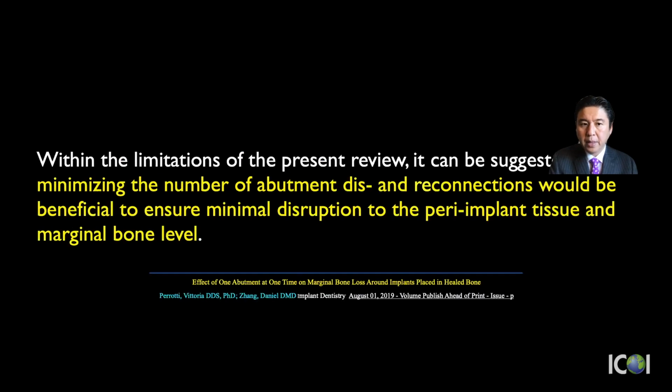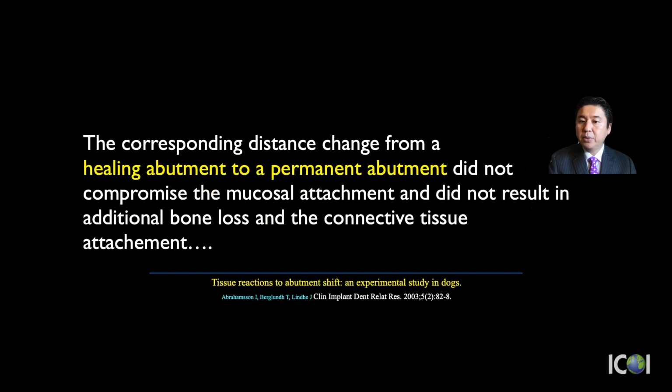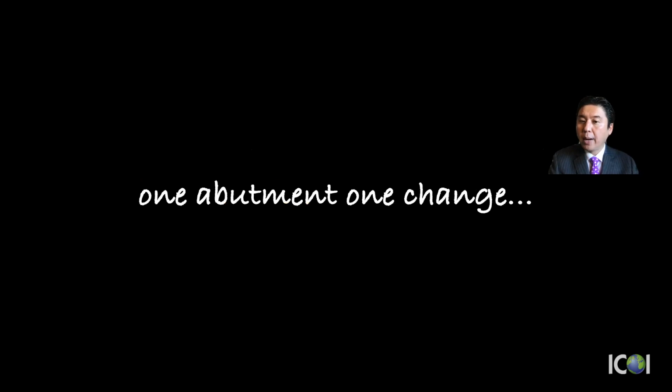That is a problem. Minimizing the number of abutment changes and reconnections would be beneficial to ensure minimum disruption of the peri-implant tissue and marginal bone loss. That means that if you don't take it out and put it back many times, you will save the soft tissue and hard tissue around the implant. And the same group, Abrahamsson 2007, showed that going from the healing abutment to the permanent abutment just one time won't change any mucosal attachment or bone loss. That means one abutment change won't change anything at all. That is the concept of one abutment, one change.